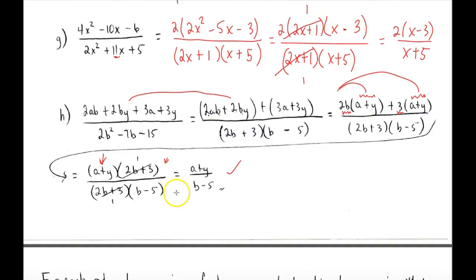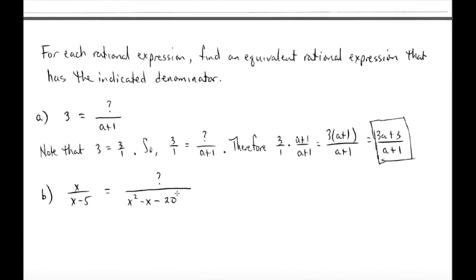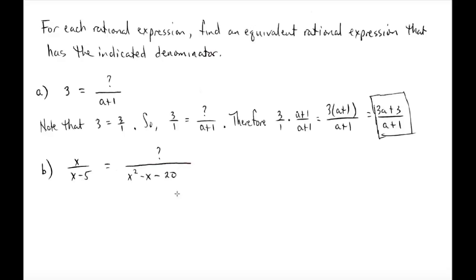All right. So we'll go ahead and move on here. So the next thing that we want to do for each rational expression is to find an equivalent rational expression that has an indicated denominator. So in other words, we're making equivalent polynomial fractions. And so in this first example here, we know that we have 3, which is the same as 3 divided by 1.